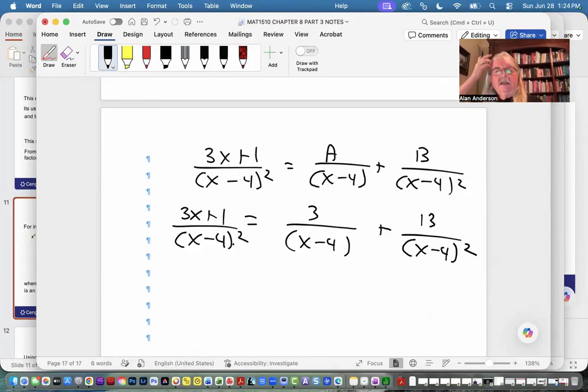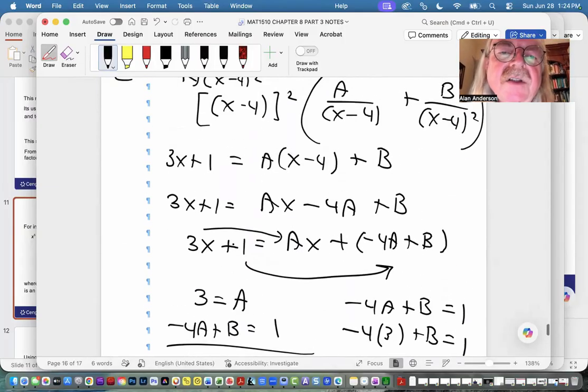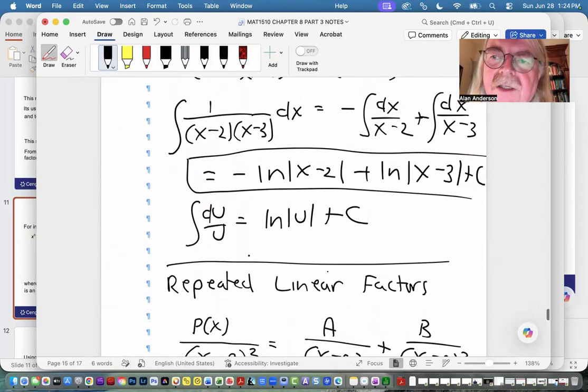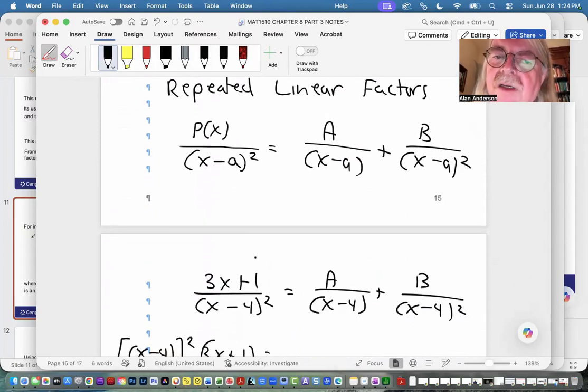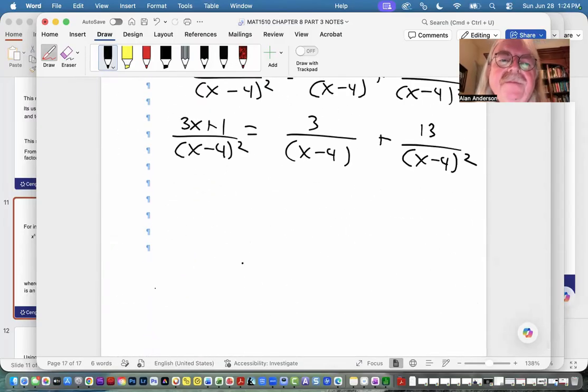Okay. So keep in mind, this is the case of repeated linear factors. What other cases might we run into? Oh, by the way, I just want to mention here that they can be repeated as many times as we want. In other words, you may end up with something like this.